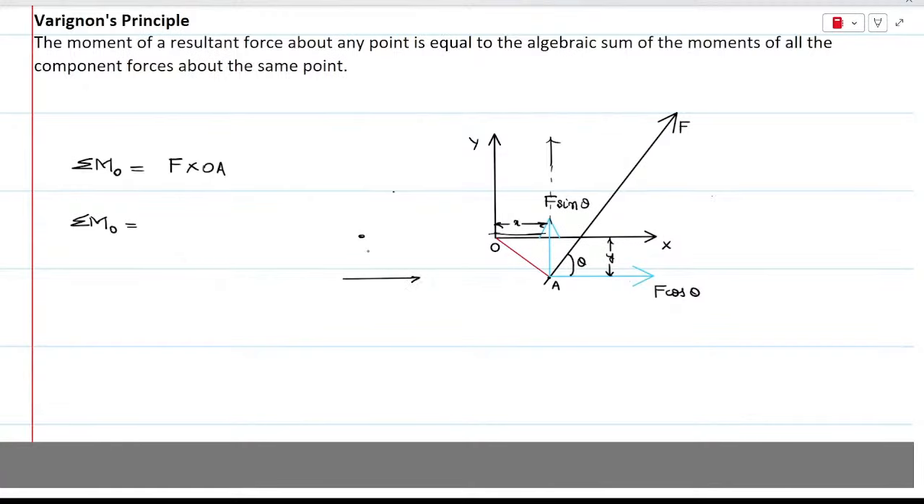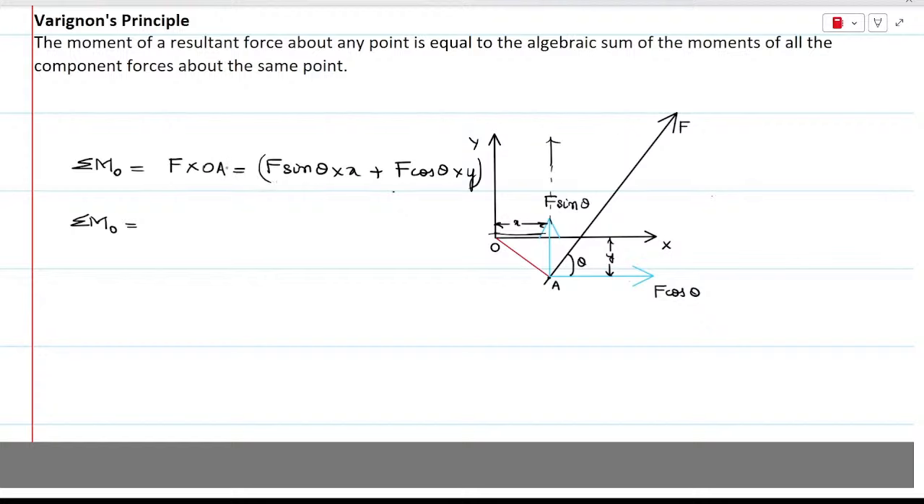Similarly, F sine theta, F cos theta, if we talk about that, point O is above and F cos theta is below. And if I extend that perpendicular distance and try to rotate it, it is going to basically cause the rotation in counterclockwise. So same is the effect. So the individual force is replaced with the components in Cartesian coordinates. So that is F sine theta into x, that is one component of that force. Next is F cos theta into y.